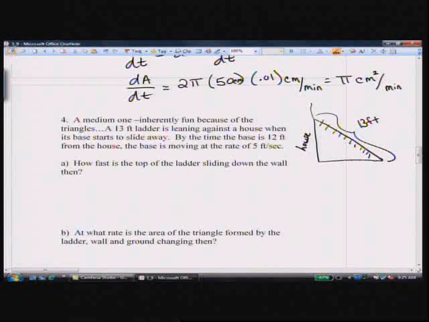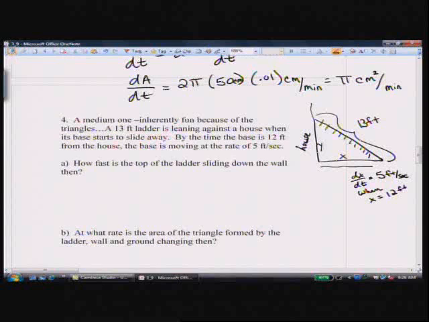And it starts to slide away. And by the time the base is 12 feet from the house, at the instant when this is 12 feet from the house, the rate of the base, should we call this x? This feels good to be x, and that could be y, right? The change in the x, so you would say dx dt is equal to 5 feet per second when x is equal to 12 feet. Okay, it's at that instant. It's changing all the time probably, but that's what it is at that instant.